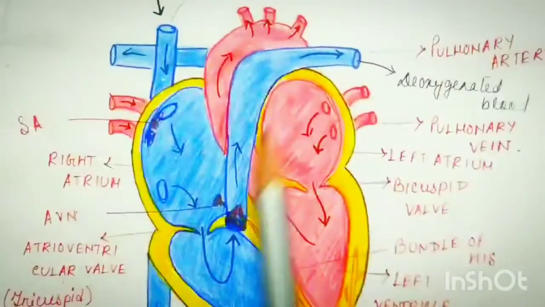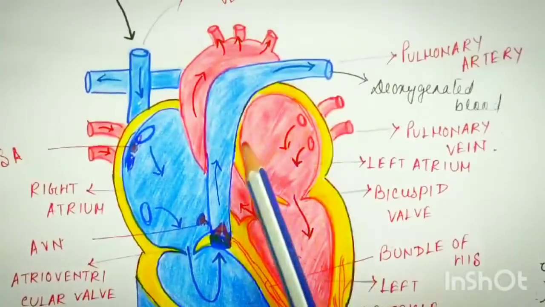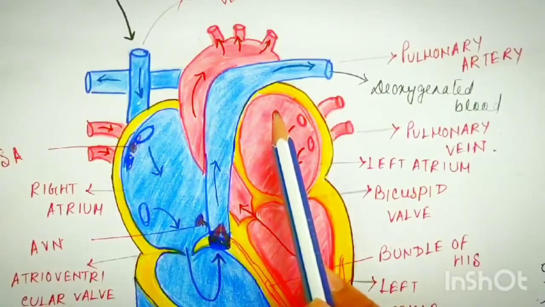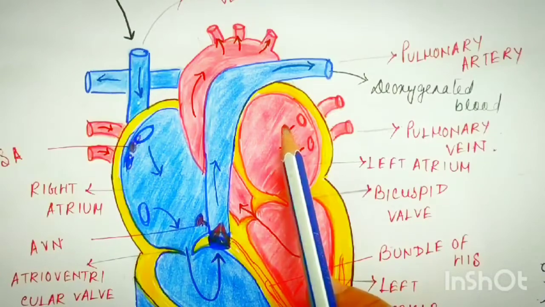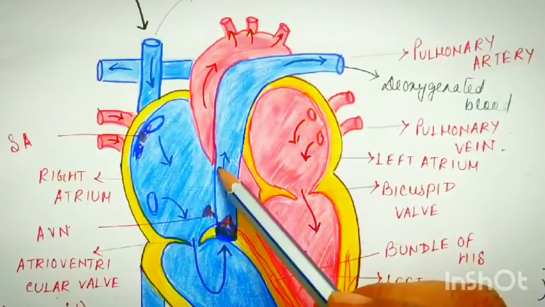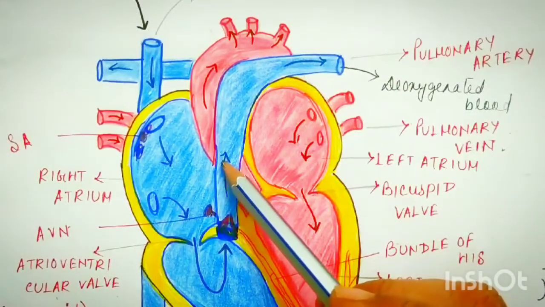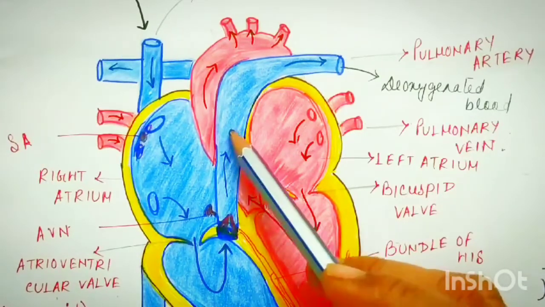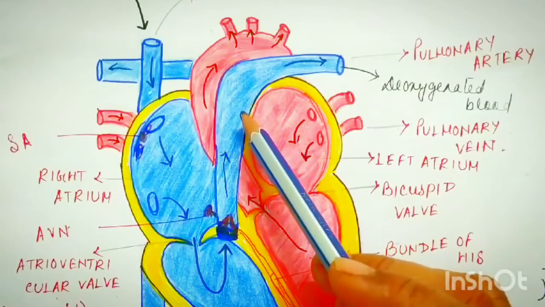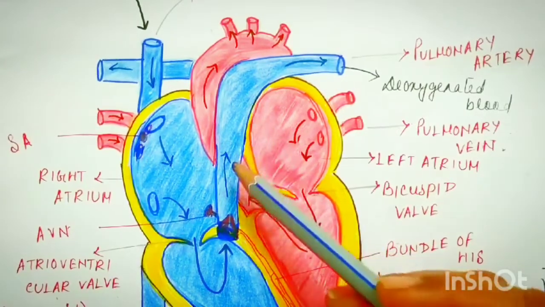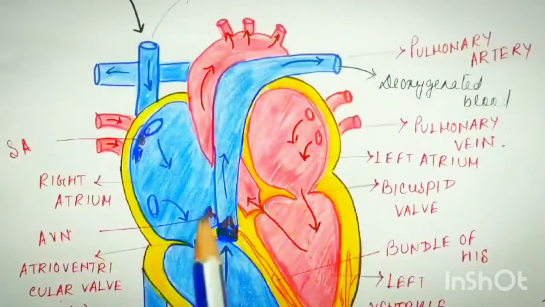And in this diagram, you should always remember that in the human body, the pure, meaning oxygen-rich, blood is always carried by arteries. Only the pulmonary artery is the one artery which carries the impure blood. Means all arteries carry the pure blood, only the pulmonary artery carries the impure blood. In the same way, all veins carry the impure blood.